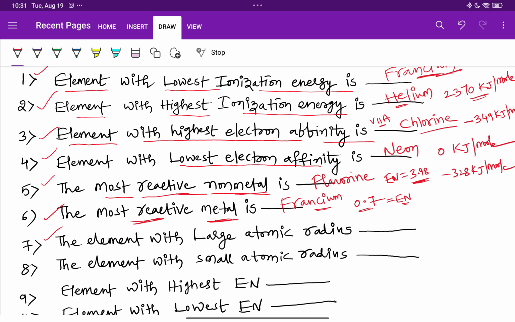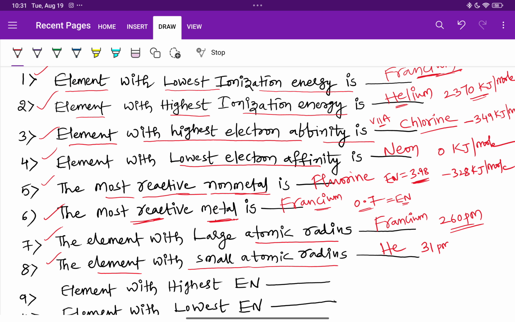And next, seventh question, the element with the largest atomic radius, that is also francium, alkali metal, first A group element, and here the atomic radius of francium is 260 picometers, very important. Next, the element with the smallest atomic radius, obviously the answer is a noble gas, that is helium. Helium is the element which has the smallest atomic radius. Then what is the value?